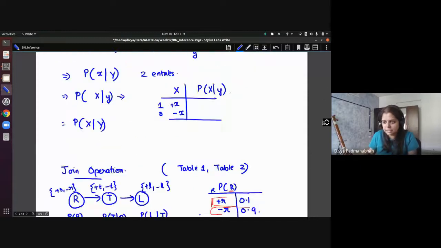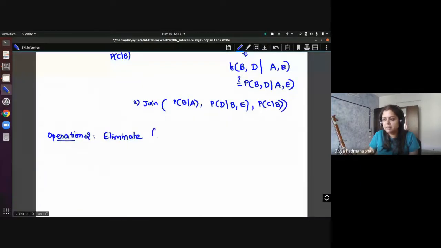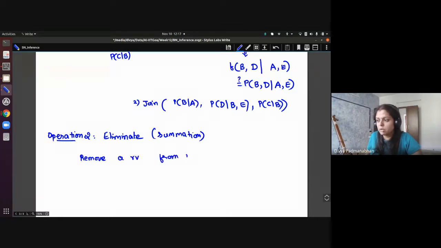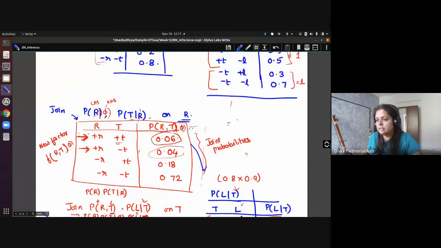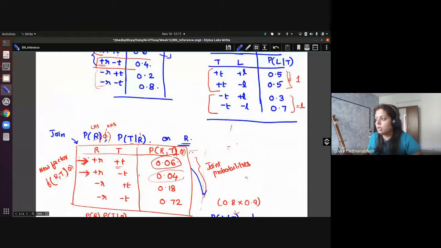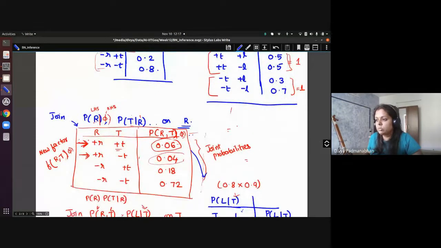So eliminate is just a summation. Okay, so eliminate is just sum. It's just a summation operation. But the purpose is you want to remove a random variable from a factor. So the idea is to remove a random variable from a factor. Okay. So let's again take this example, right? So we had this P of RT. Now from this table, this is the new factor that you have, P of RT.